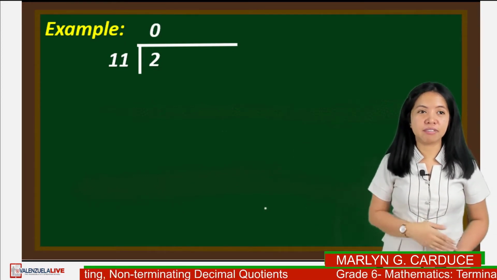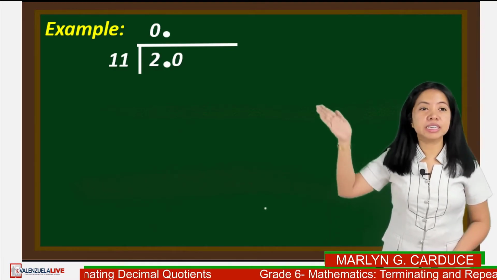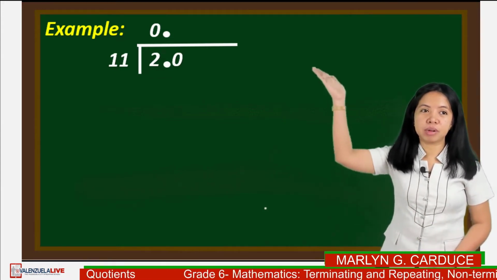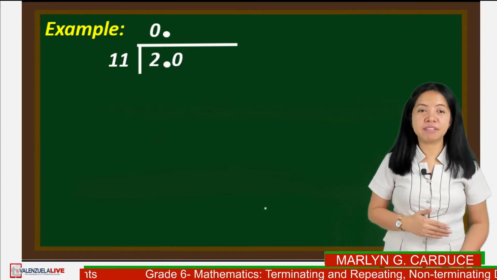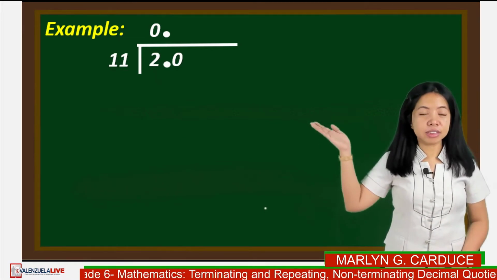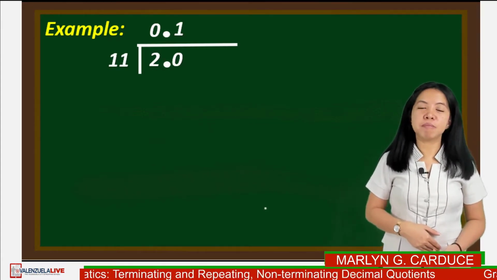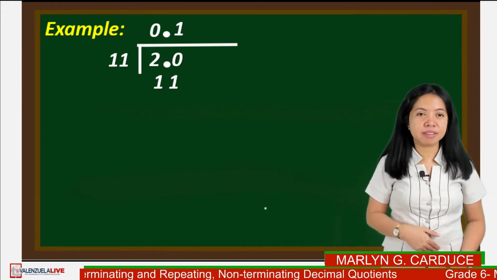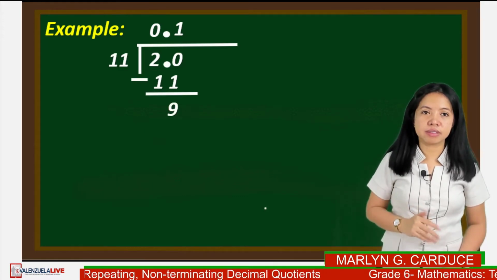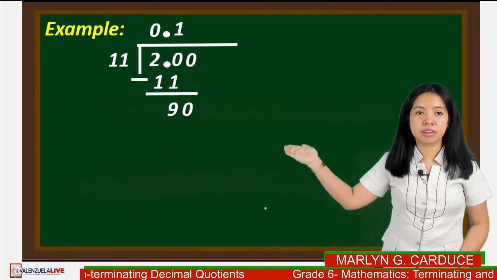So 2 divided by 11 is 0. Since the 2 in the dividend is smaller than the divisor, we will put a decimal point after 2 and also above it, and we will write 0 after the decimal point. So we can now assume the dividend as 20. And then let's start dividing the numbers. 20 divided by 11, the answer is 1. And then let's multiply 1 to 11. That is still 11. And let's subtract 11 from 20. So the difference is 9. And then let's add another 0 in the dividend and bring down. So that will give us 90.